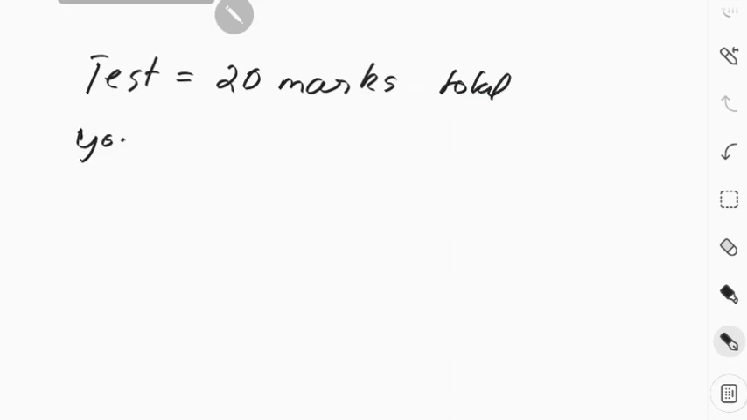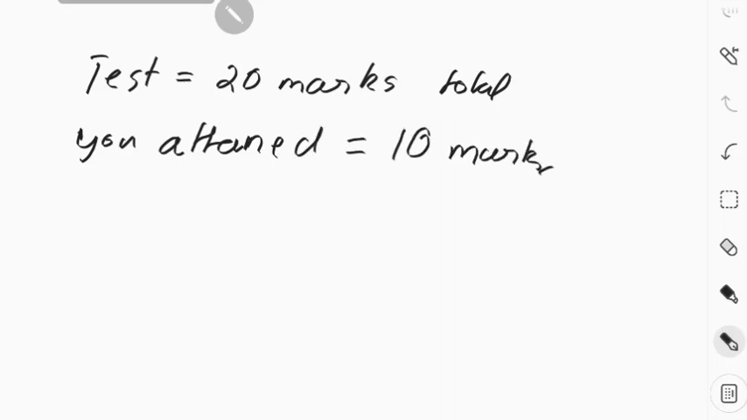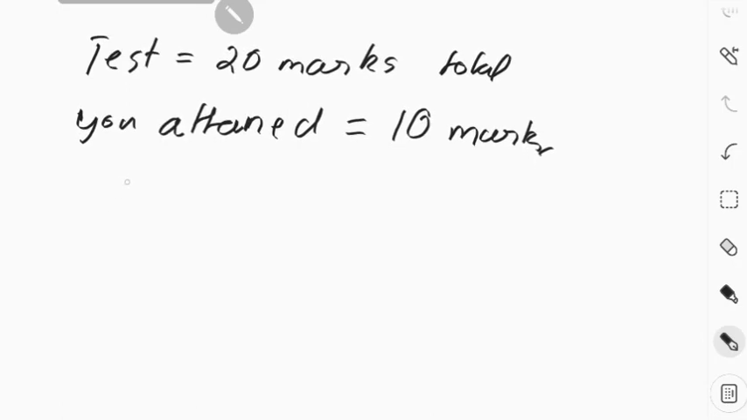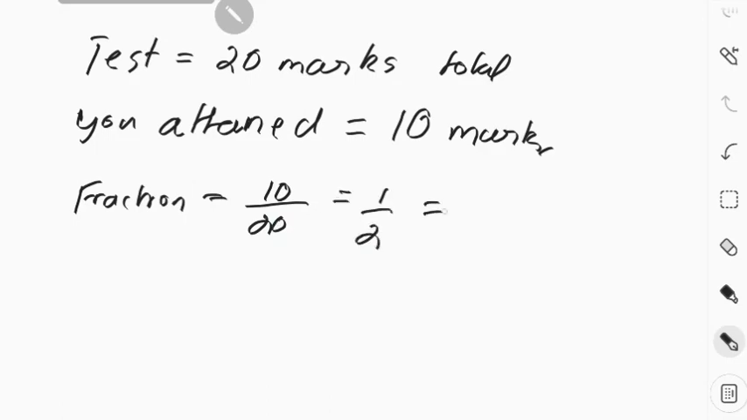For example, let's say you have a test. The total marks for the test are 20 marks total. You attained 10 marks, right? This is easy. So what you're going to do is find the fraction first. The fraction is always 10 over 20, the obtained over the original. All right, this is 1 by 2, 0.5.